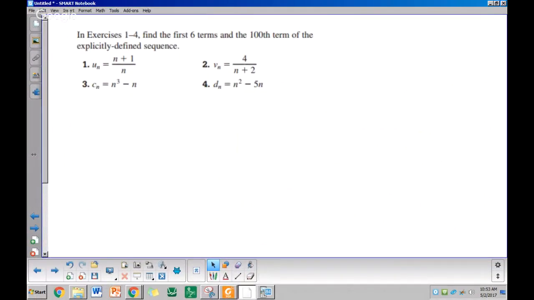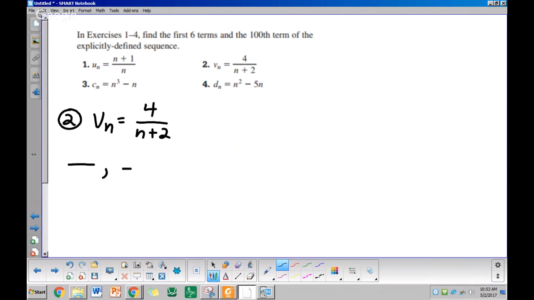This says find the first 6 terms and the 100th term of the sequences. Now, I am using a sub 1, a sub 2, a sub 3 as my terms. This one is defining a sequence as u sub n. Does it matter? No. V sub n. So I'm going to do number 2, because you guys have to do number 1. So V sub n equals 4 over n plus 2.